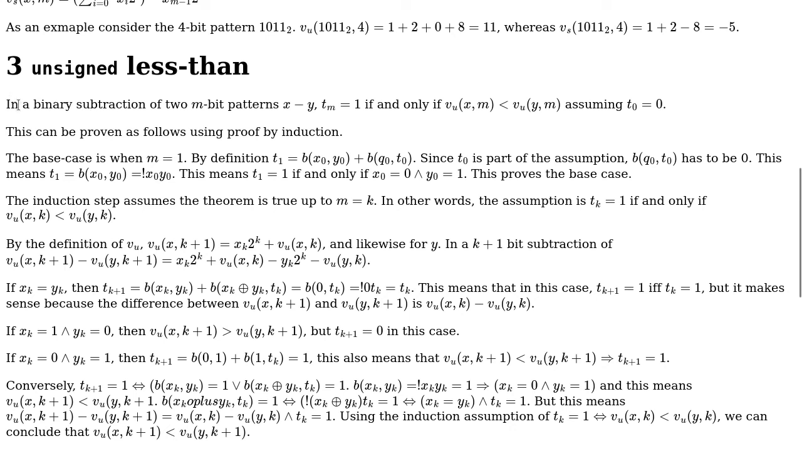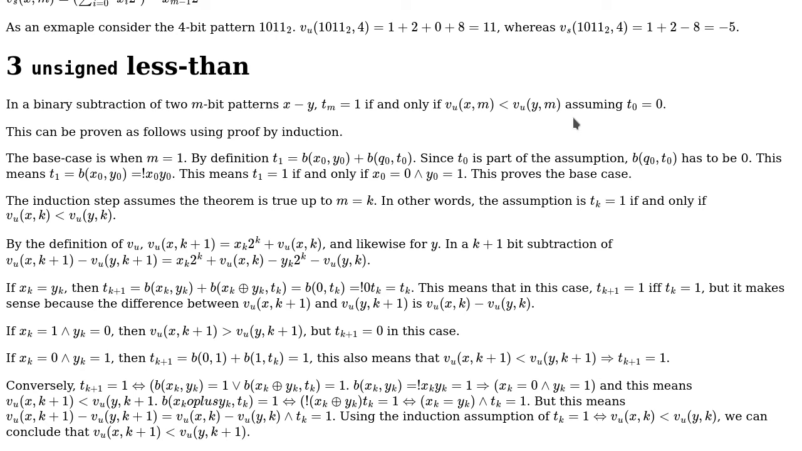The first one: in a binary subtraction of two m-bit patterns, x minus y, t subscript m equals 1 if and only if vu of x_m is less than vu of y_m, assuming t0 is a 0. That is the summary of this entire section. Well, let's go ahead and try to interpret that statement first and find out exactly what it means.